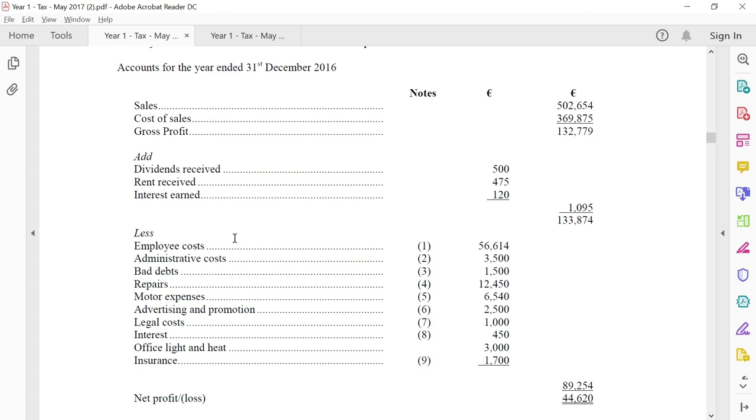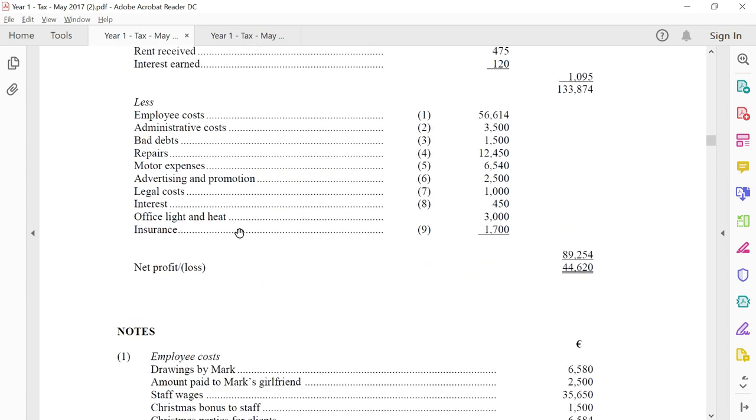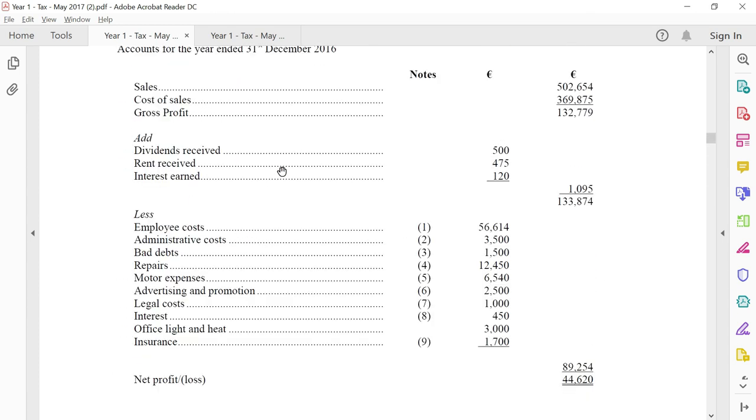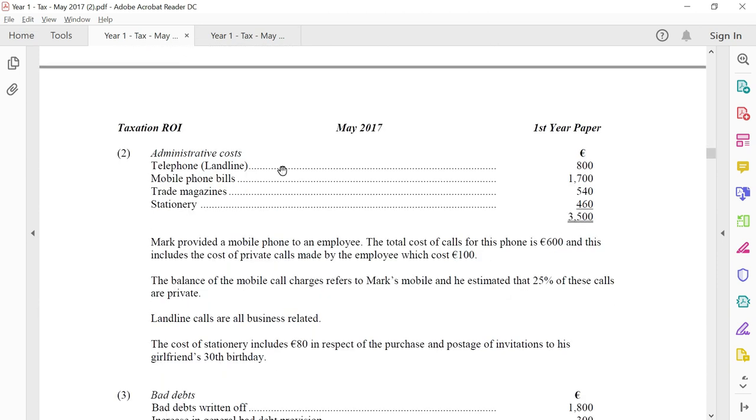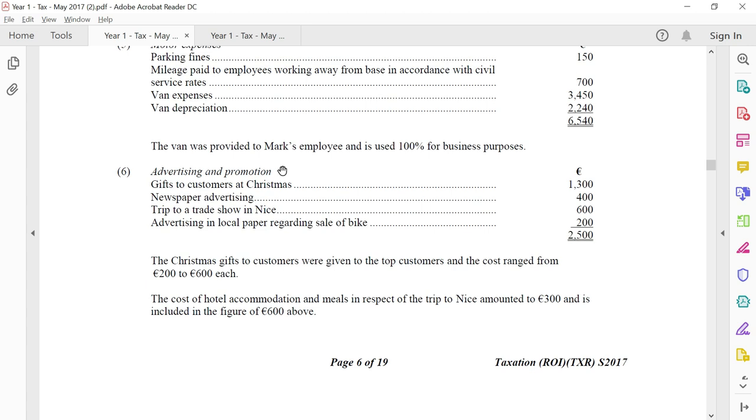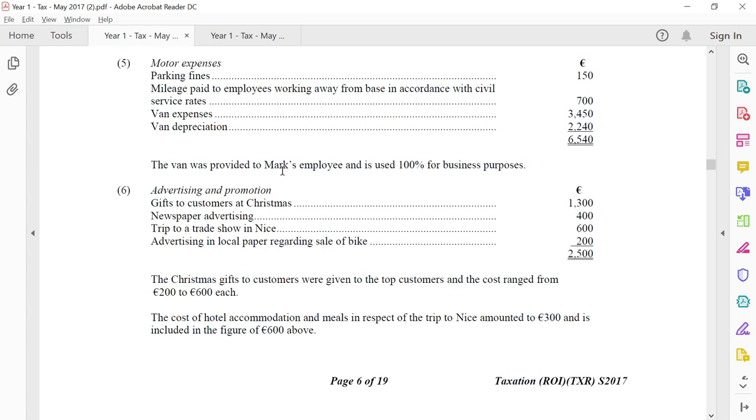So that's the objective of this question. It has been on the paper, probably every year for the last 20 years, so it more than likely will come up. You're given a little P&L, you're given some notes about the figures included in the profit and loss account, and we need to decide which of the costs are allowable and which are not allowable.